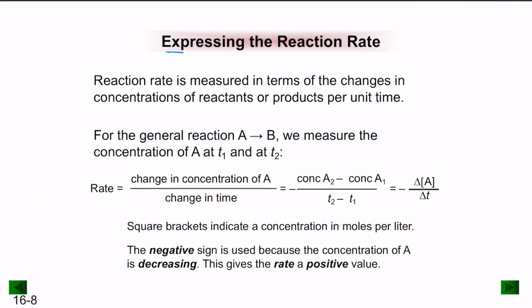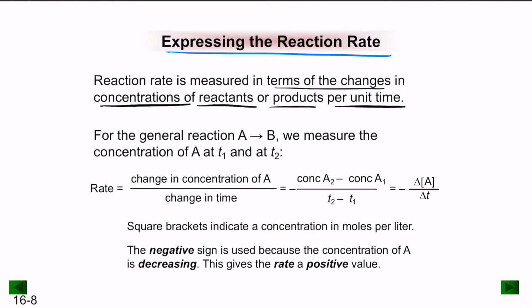Next, how do you express the reaction rate? Reaction rate is generally measured in terms of the changes in concentration of the reactants or products per unit time. For example, if you take a simple reaction A to B, we measure the concentration of A at T1 and we measure the concentration at T2. So the rate of reaction is basically the rate of change of concentration over time: the change in concentration of the reactant by the change in time. That is, the concentration of A2 minus the concentration of A1 by T2 minus T1, which can be represented as delta of the concentration of the reactant by delta of time.